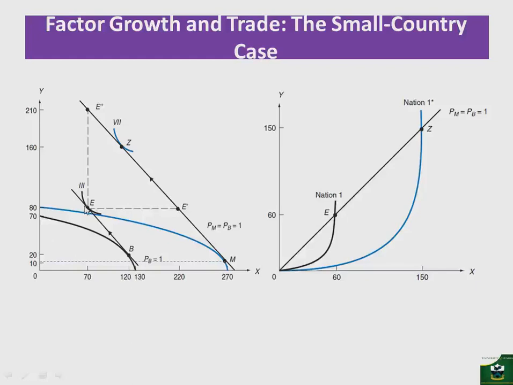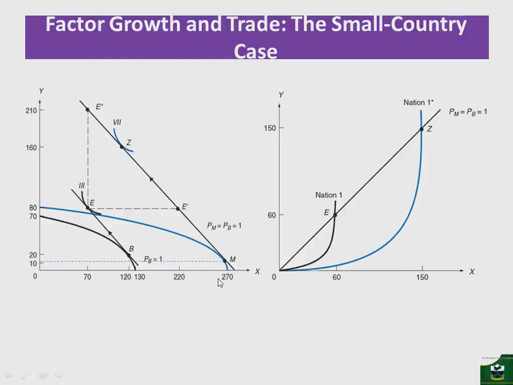Then from here, suppose that there was growth in labor, which is the factor which is intensive, or let's just say there is growth in the factor used in the production of commodity X. That means, according to factor growth, the production possibility frontier will shift outward, and because of this shift outward, the output of both commodities can increase.